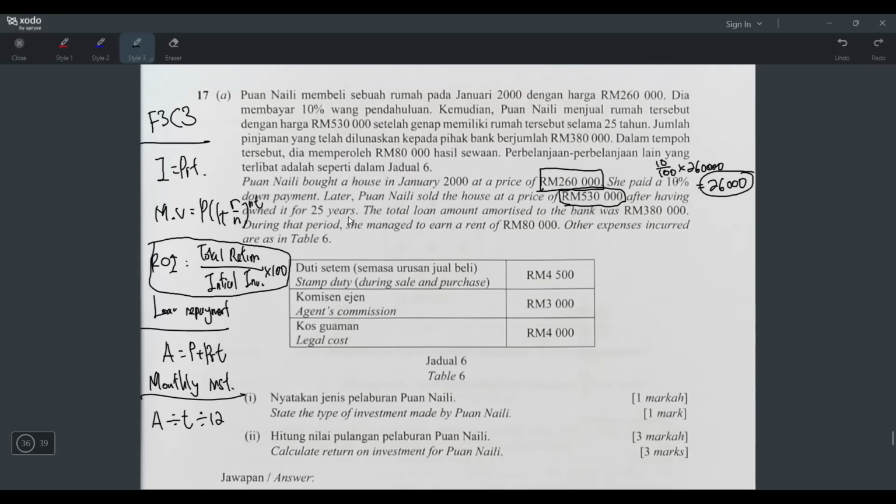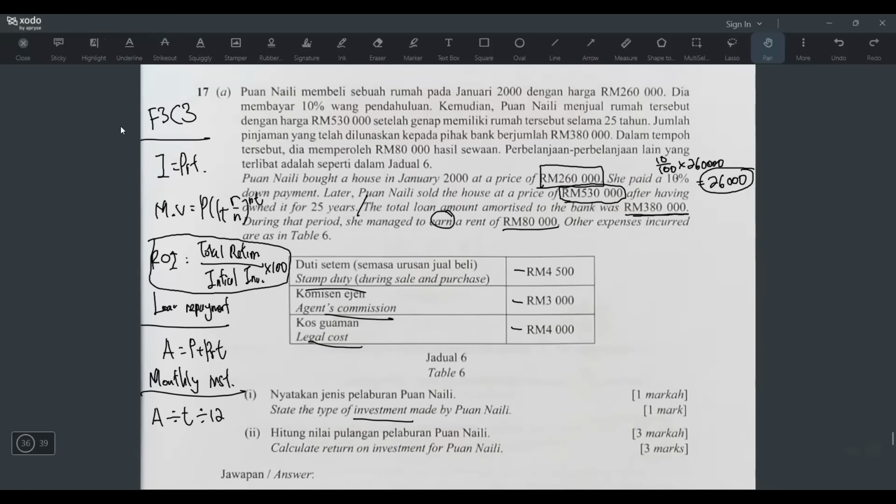Okay, after having owned it for 25 years, the total loan amount amortized to the bank was 380,000. So this is the loan. And then during that period, she managed to earn a rent of 80,000. So this is an income. It's like a rent, because when you earn rent, it means something you earn. So this is money coming in. And then other expenses incurred are as in table 6. Okay, stamp duty, commission, legal cost, these are all money going out. So later we have to subtract.